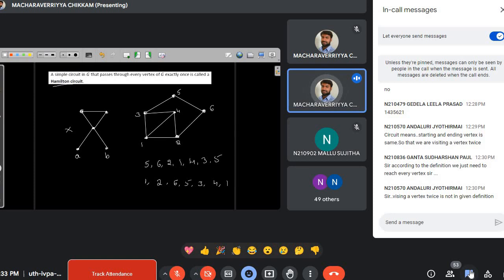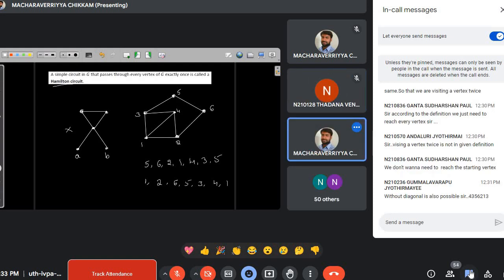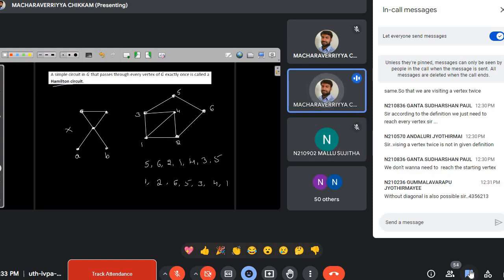Circuit means the starting and ending vertex is the same, so we are visiting a vertex twice. Okay, there is an exception for the starting vertex. The other vertices, the middle vertices, whatever you are getting, have to be traveled exactly once. That's what they mean.